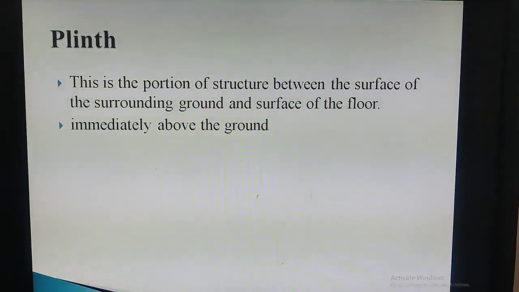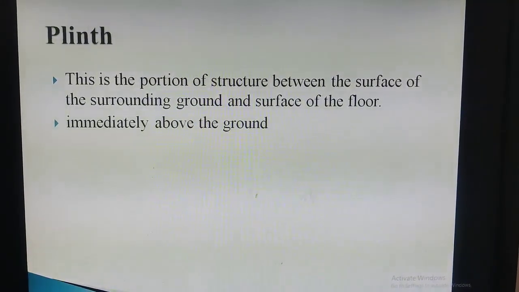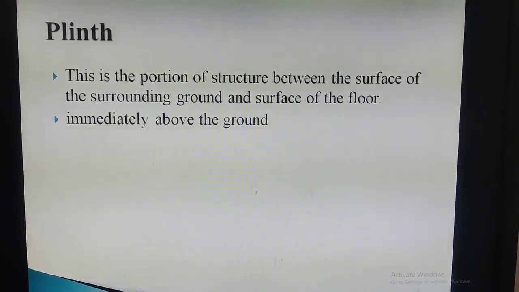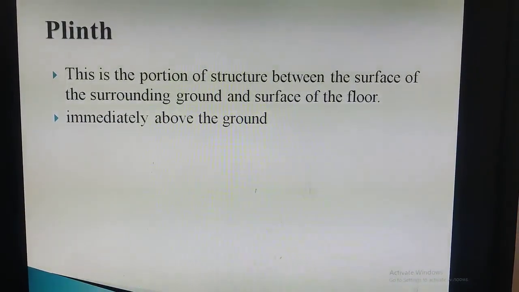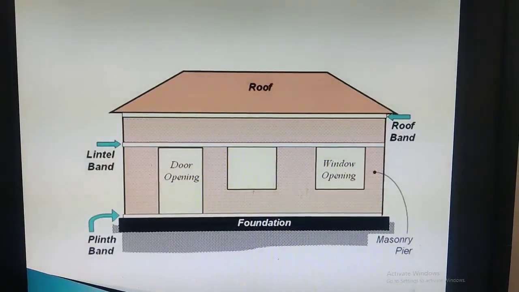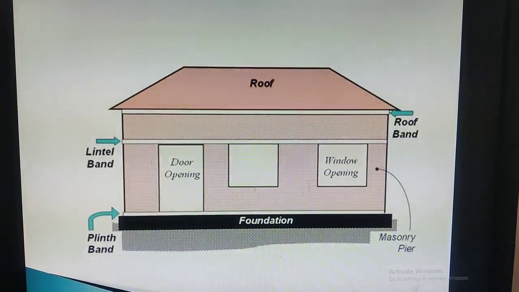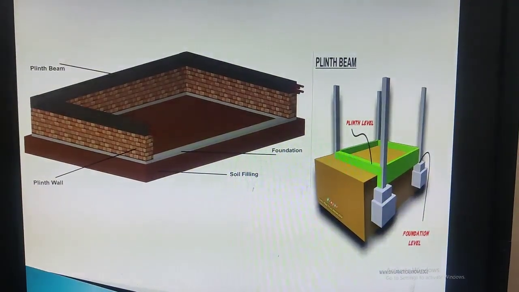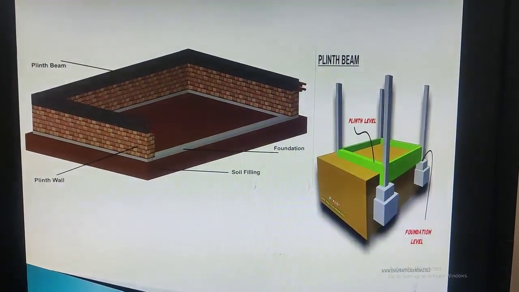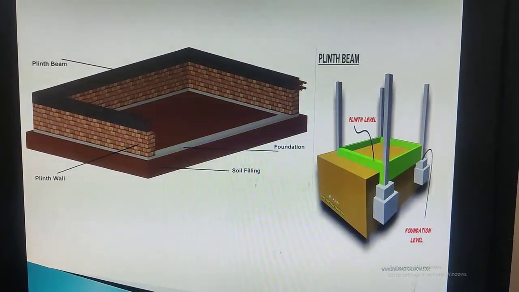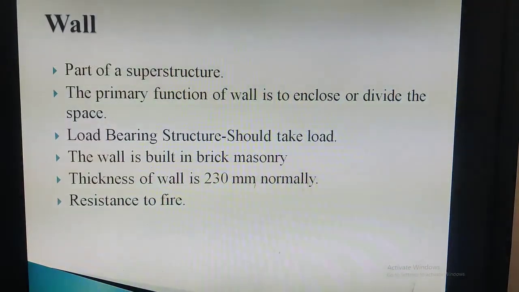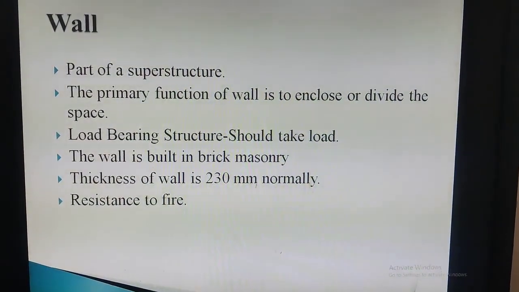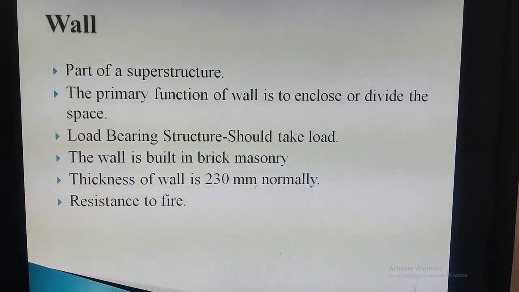Next is plinth. This is the portion of the structure between the surface of the surrounding ground and the surface of the floor, immediately above the ground. In this picture we can see plinth. Here also in the cross section we can see a plinth beam running and below which there is a plinth wall.